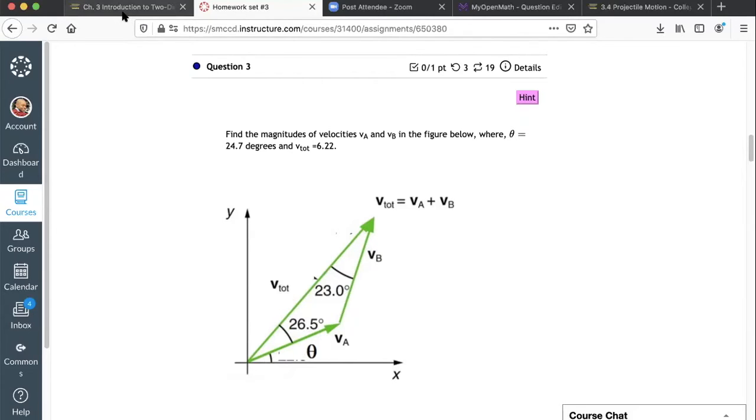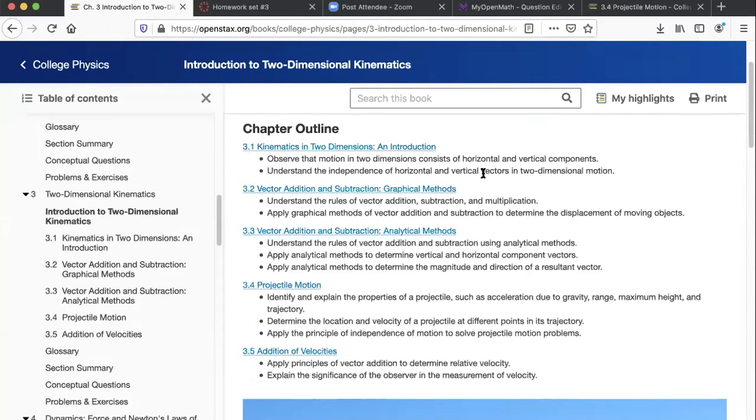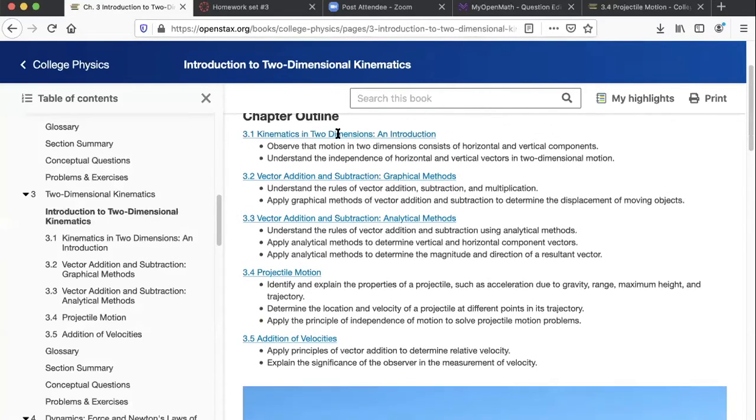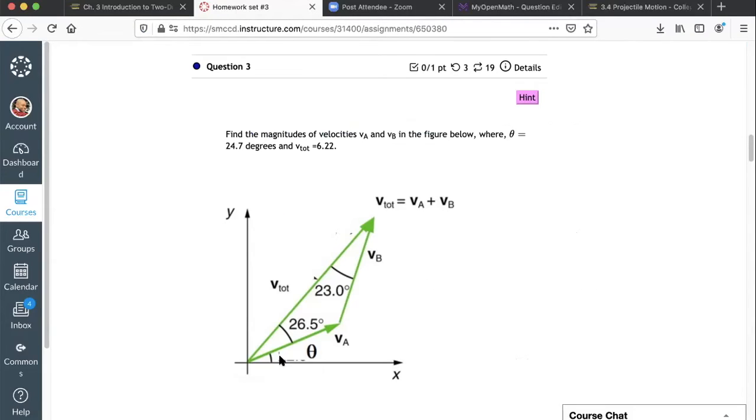And so if you look in the book here, they tell you that there's actually a couple of different methods that you can use for adding vectors. So there's the graphical method. And in the graphical method, what you would do is draw these exactly to scale. And then you'd get out a ruler and a protractor, and you'd actually measure the lengths of the vectors that you've drawn, and with the protractor, you'd measure the angles. Okay, so that's the graphical method.